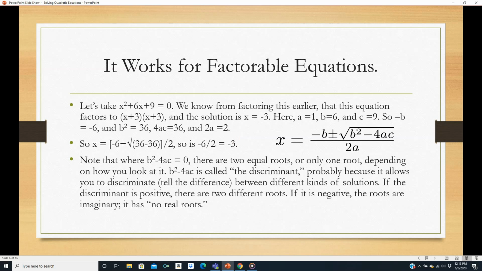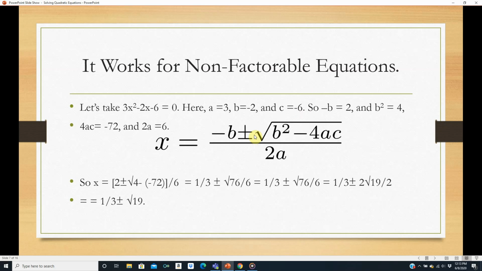If the discriminant is positive, there are 2 different roots, and they're real roots. If it's negative, the roots are imaginary, or it has, in quotes, no real roots. So the discriminant is a useful thing to keep track of. That's b squared minus 4ac. It works for non-factorable equations. Okay, so let's say we have 3x squared minus 2x minus 6 equals 0.